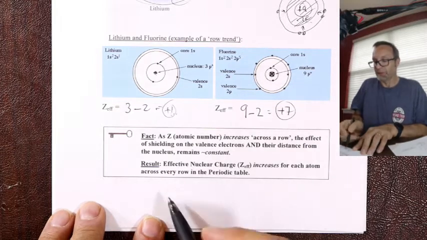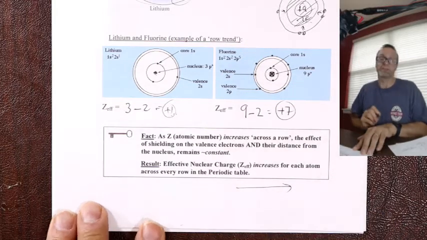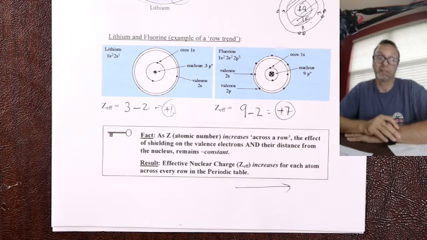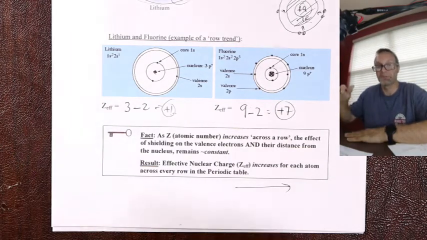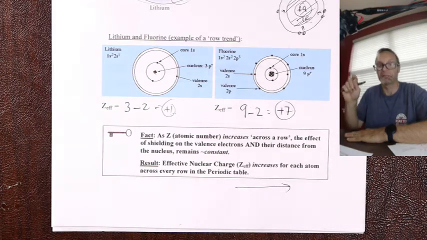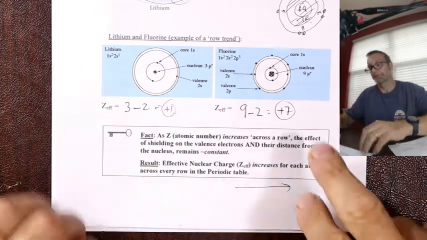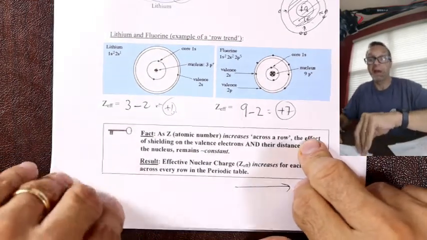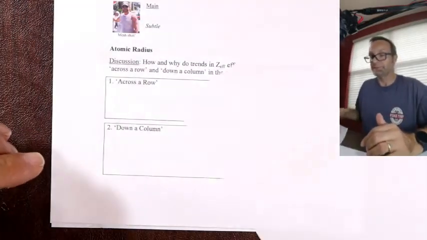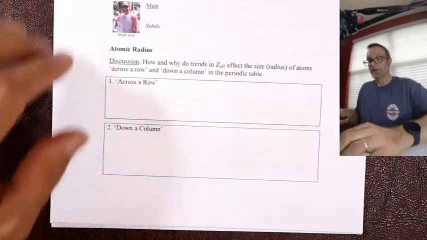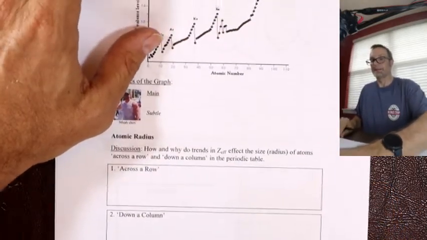So effective nuclear charge increases across every row in the periodic table. That's a given fact. Fixed amount of screening across the row, same number of full layers, but increased nuclear charge. So that's the man behind the curtain, effective nuclear charge. Now, there's a graph.